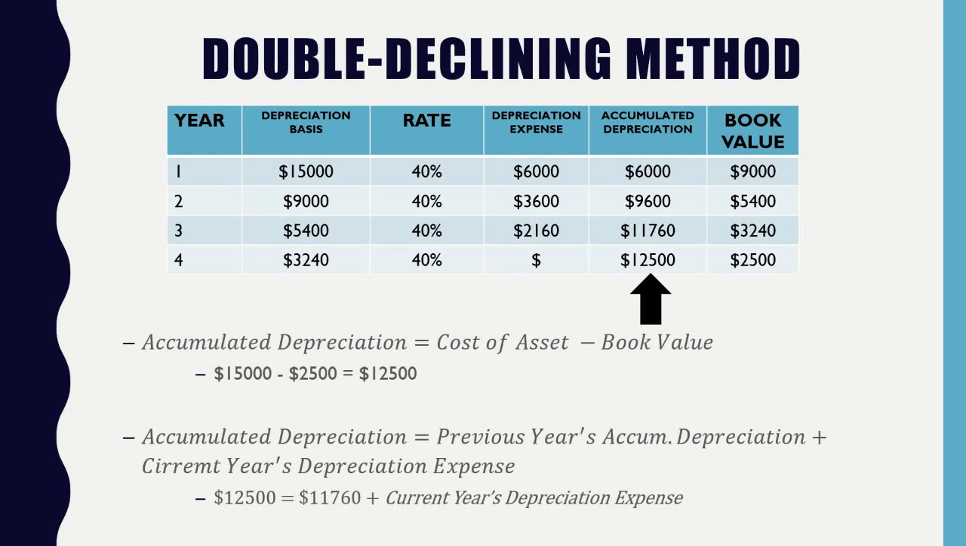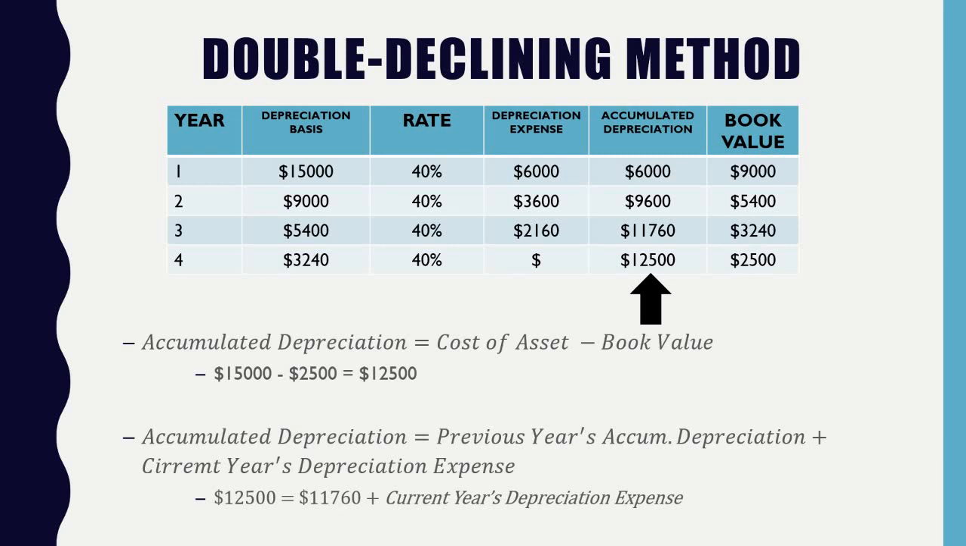Now we need to work one more step backwards, because we need to solve for how much the depreciation expense is going to be. I know that my formula to solve for accumulated depreciation is equal to the previous year's accumulated depreciation plus the current year's depreciation expense. So I do the same exact thing. I'm going to plug in my numbers to solve for my missing variable. I do know what my accumulated depreciation is. It's 12,500. And I do know what my previous accumulated depreciation is. It's 11,760. So I'm going to rearrange so that I can solve for my current year's depreciation expense.